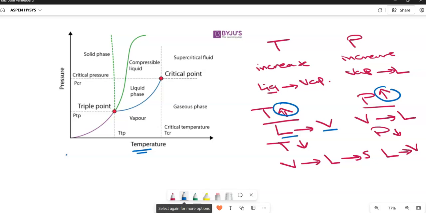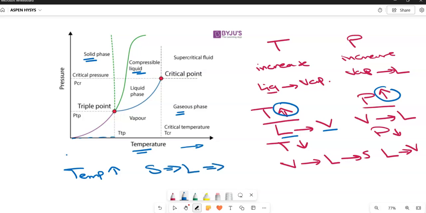If the temperature is increasing, moving in this direction, we are moving from a solid to a liquid, and from a liquid to a vapor or the gaseous phase. Where is this written? Here: solid to liquid to vapor. And the opposite, if we lower the temperature, from vapor to liquid and then to solid.